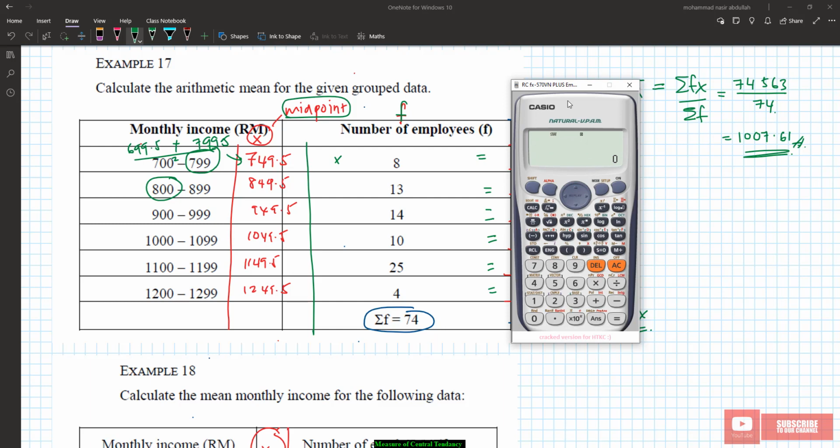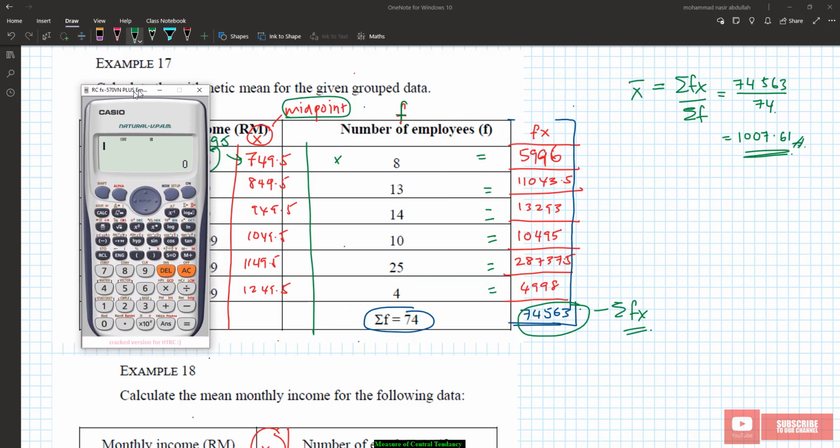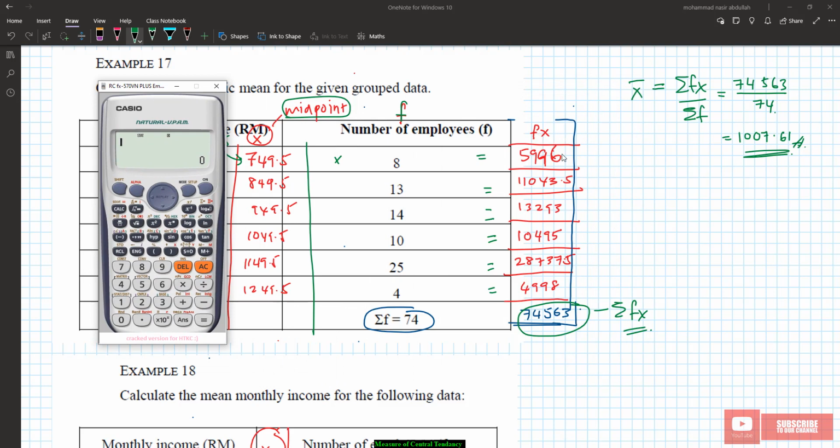So now by using the calculator, you don't need to calculate fx value manually, right? The risk of calculating fx manually means you might commit an incorrect value, right? So say you miscalculated only the second row, and all the others you did correctly. So the consequence is you will get the wrong answer of mean.